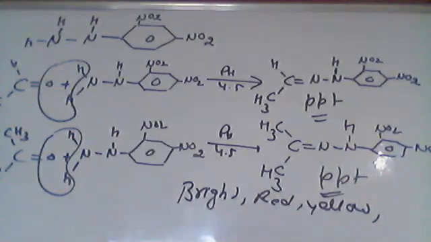It is used for distinction, like the Lucas reagent we have done. Lucas reagent is used for the distinction of primary, secondary, and tertiary alcohol. This DNP is used for the distinction of carbonyl compounds from non-carbonyl compounds, because there is a formation of PPTs.